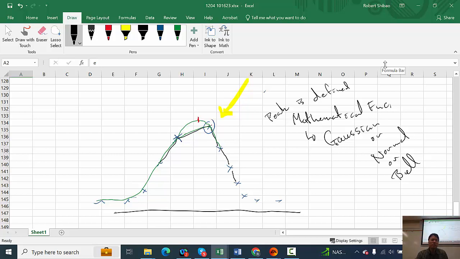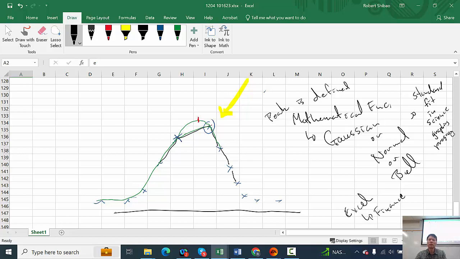Excel, however, was not made for science. Excel was made for what? Yeah, Excel is a finance program, not a science program. There are lots of scientific graphing programs. This is one of the standard fits in a scientific graphing program. This is not a standard fit in Excel.